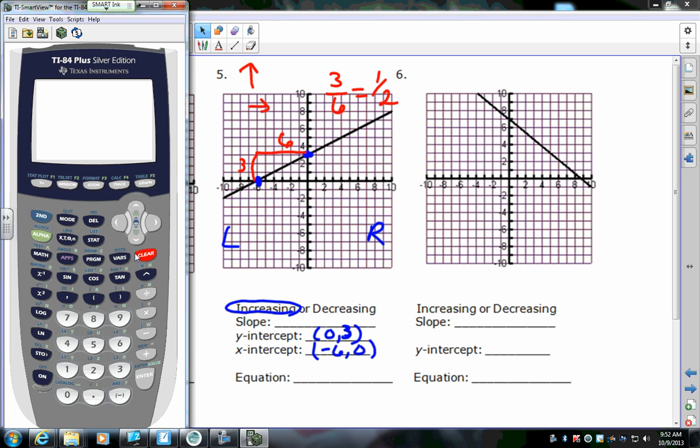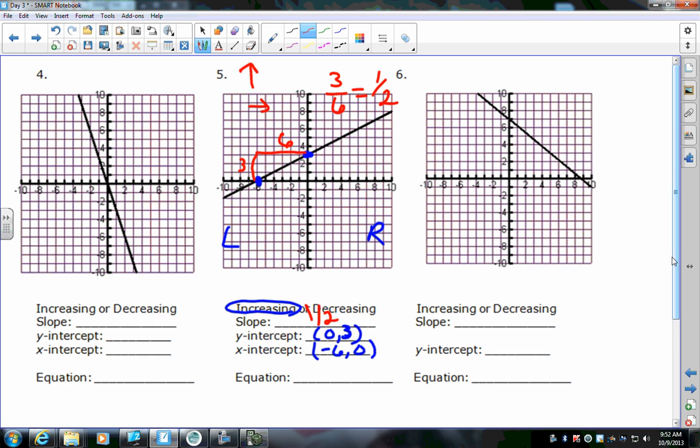Come on. All right. If you'll go in there and put 3 divided by 6, press math, enter, enter, it will reduce your fraction for you. Now, my slope now is 1/2.